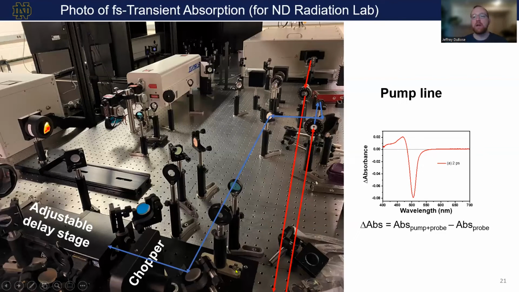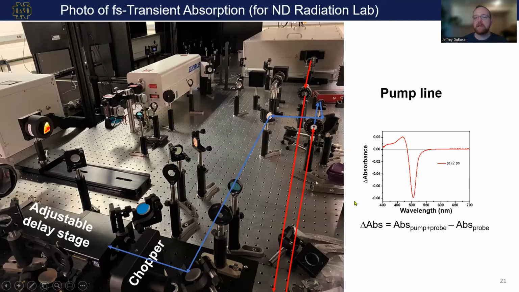That allows us to take the absorbance of the system in the ground state, just the probe. So this is absorbance probe. And then on the next run, the fan blade is going to move just out of the way such that our pump pulse can go through. That way we're pumping and probing at the same time. Again, there's a little bit of a time delay, but both the pump and the probe are hitting the sample. And that allows you to get the absorbance of the pump plus the probe. We need both of those in order to get the delta absorbance.